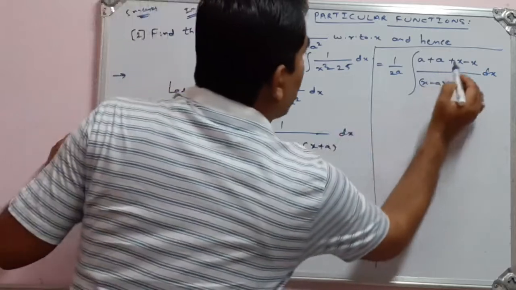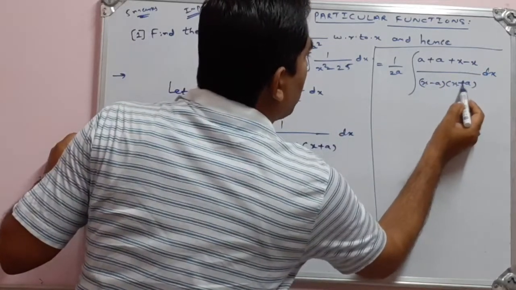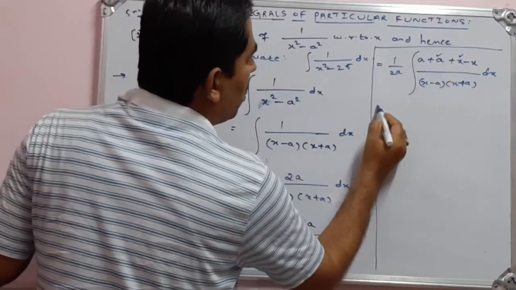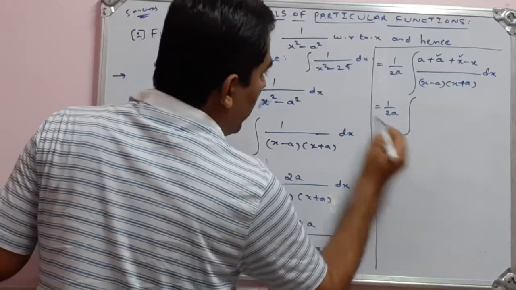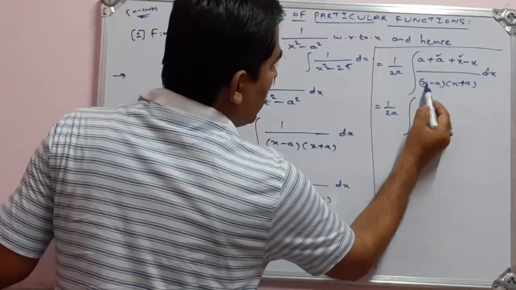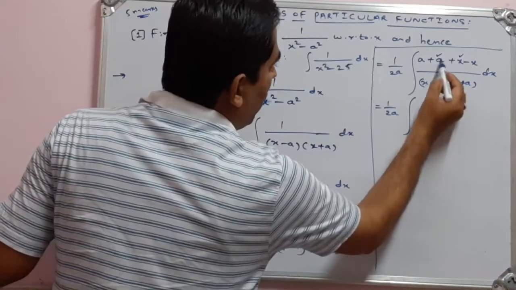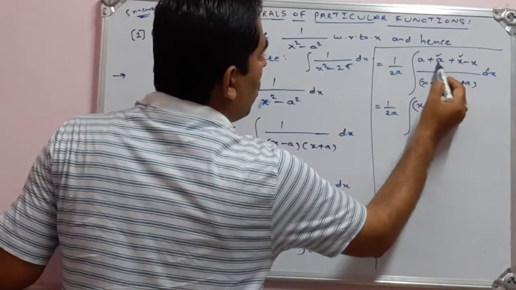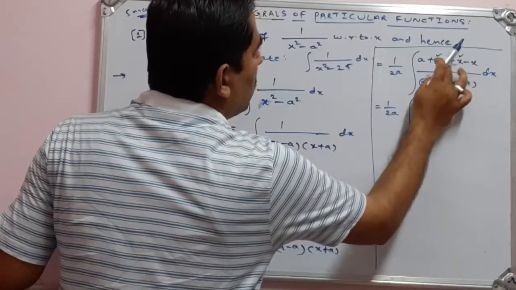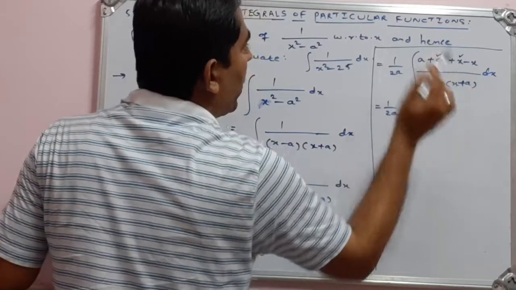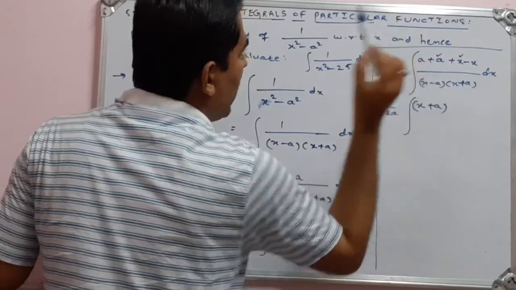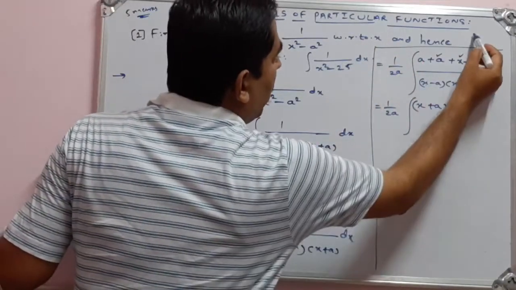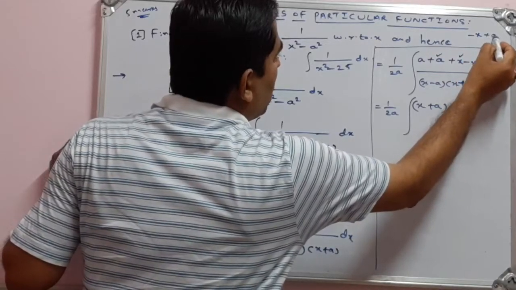Let me group x plus a. So let me take this x and this a. I will group those terms. 1 by 2a into integration of, I will write first x, because x is the first term here. x plus a, I will write these two terms, x plus a, and put the bracket. So these two terms are over x plus a. Then observe the numerator carefully. Minus x plus a is left over.